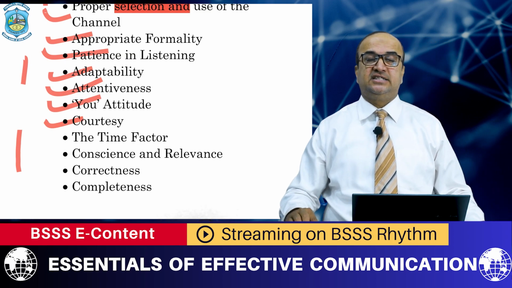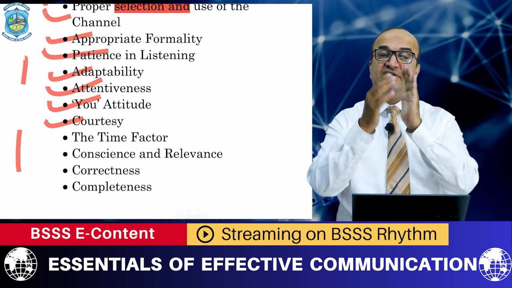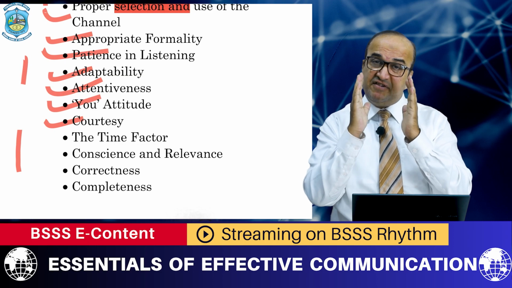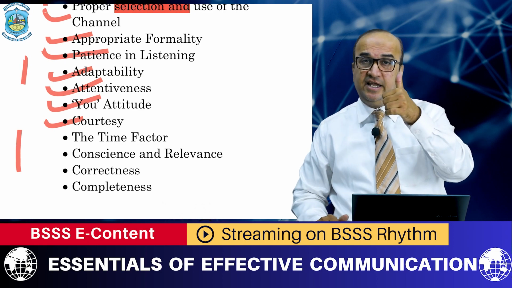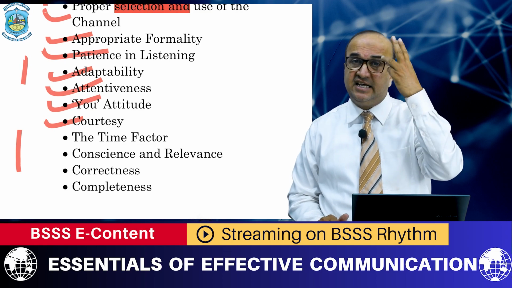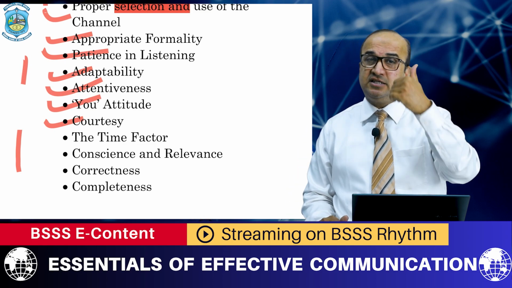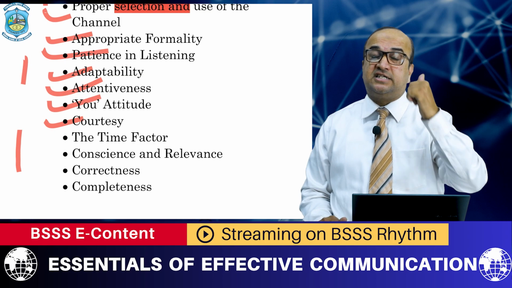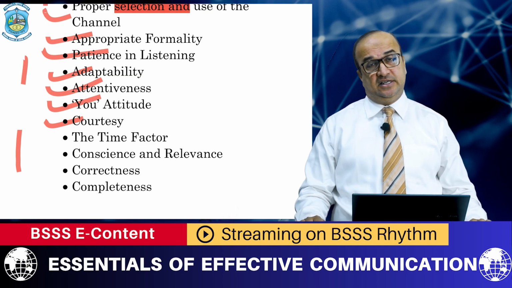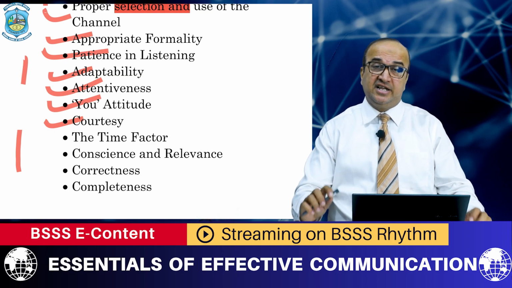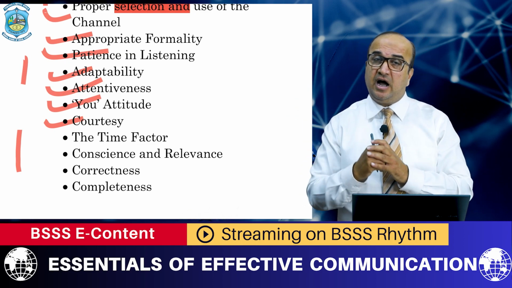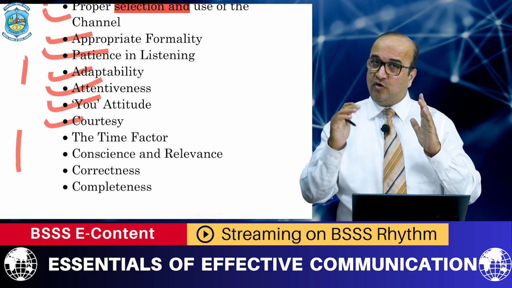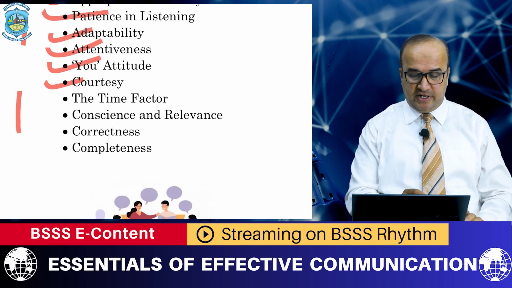You should be courteous. This comes under the 7 C's of communication, which are required for making your communication effective: clarity, completeness, conciseness, correctness, concreteness, comprehensiveness, and courtesy. You should be courteous. Yes, humble, polite, gentle, kind, sensible. Don't be rude. Don't be harsh. Don't be aggressive. If you want to make your communication effective, you should be courteous.